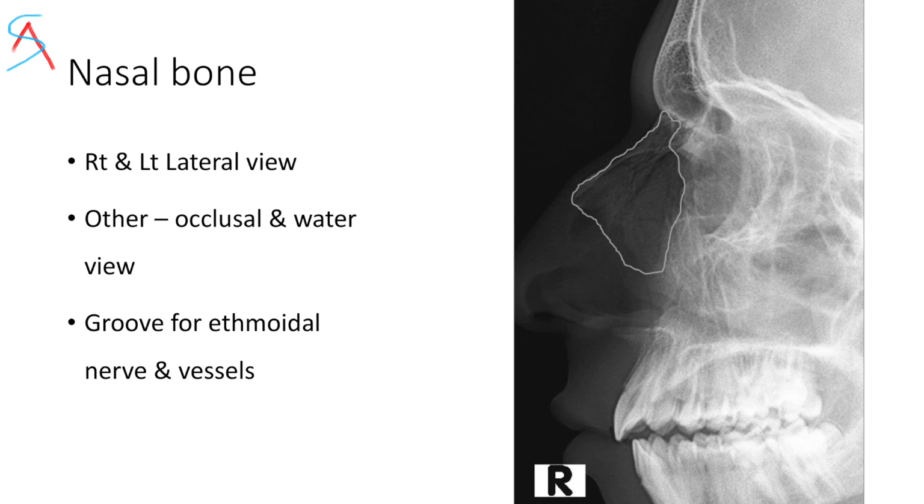So for the nasal bone X-ray, you must know mostly we see right and left lateral views. And there are other views also like occlusal view or Waters view. In a nasal bone X-ray, I want to tell you one point: here you can see some groove. Never confuse this groove for any nasal bone fracture because these grooves are normal. These grooves are made by ethmoidal nerves and vessels.